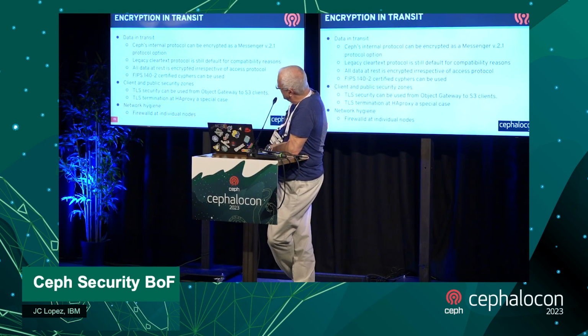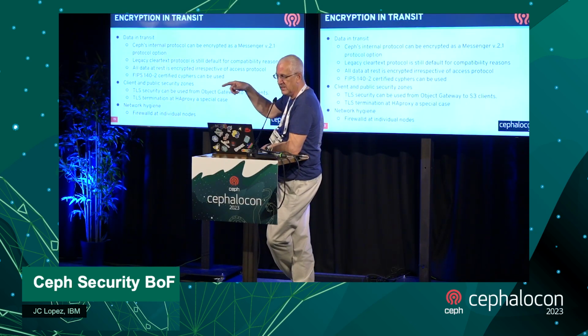TLS termination at the HA proxy, special case. So it's always a trade-off. You can set HA proxy and you can set the Rados gateway so that whatever traffic comes from HA proxy, you're going to be trusting it, even if it's not encrypted. In terms of performance, you have a little gain, but some people will tell you, no, it has to be encrypted end-to-end. So you can do both. For many years, even when I was at Red Hat, the recommendation was always to terminate TLS at the HA proxy layer. That was the official recommendation, and it was written in the documentation.